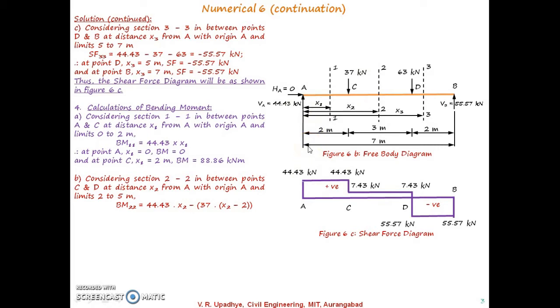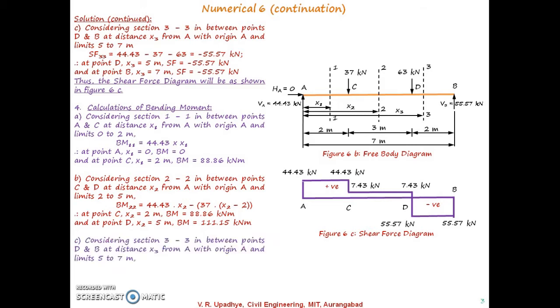So that gives us the equation for bending moment 2-2 if we consider the left part of section 2-2. Now if we put the limits, at point C, the distance x2 becomes 2 meter, so that gives us the value of bending moment at C as 88.86 kilonewton meter. And at D, if we put the limit x2 as 5 meter, it gives us a bending moment of 111.15 kilonewton meter.